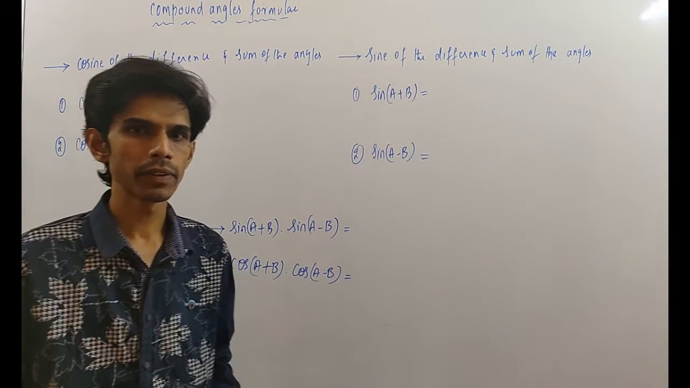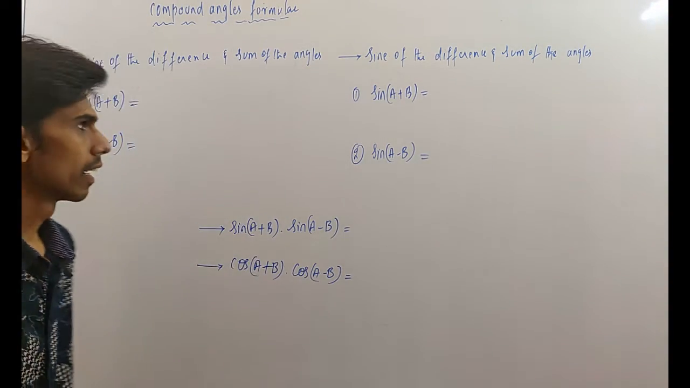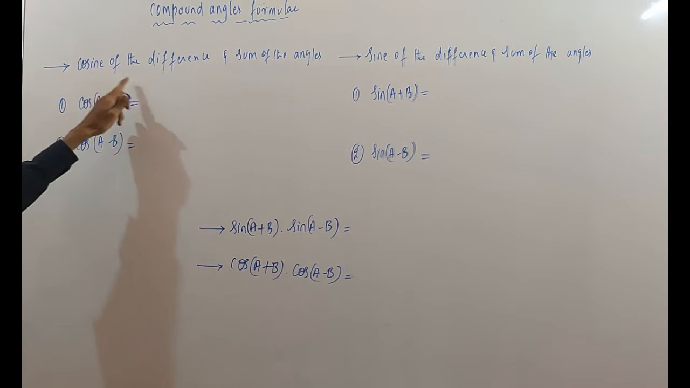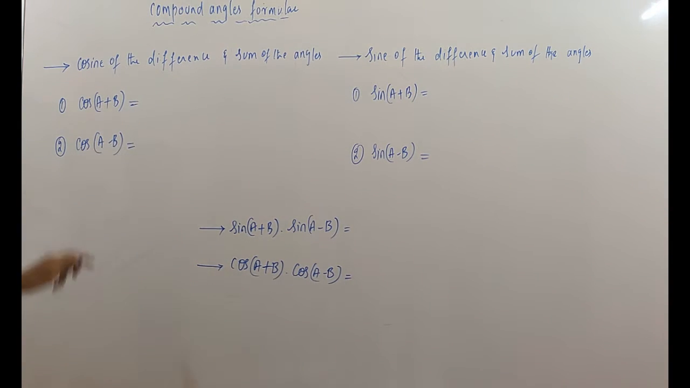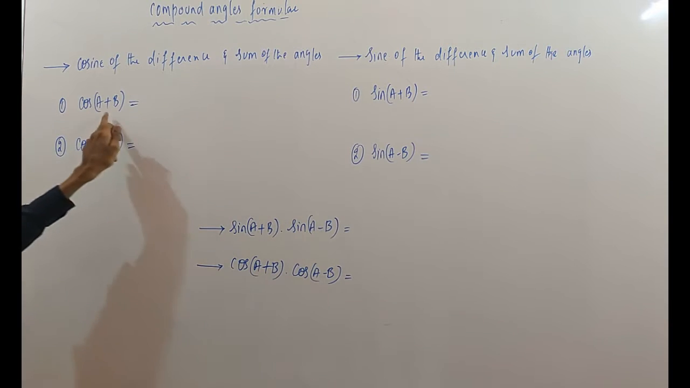In this class, I am going to discuss compound angle formulas. Let us see one by one. Cosine of the difference and sum of the angles. Difference means minus and sum means plus here.